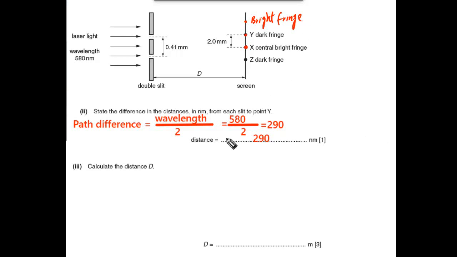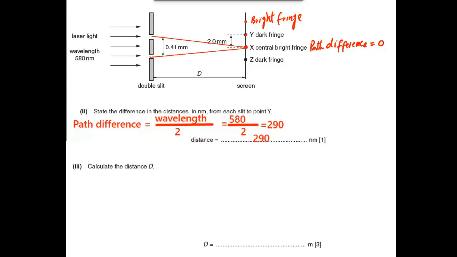Now, how can we understand this one? To understand this, if the ray of light, for example, travels from here to here, we have seen that the path difference for the first one is equal to 0. This is what we have done in the previous one. The path difference is equal to 0. Okay. Now, the question is asking you, state the difference in the distance from each slit to point Y.